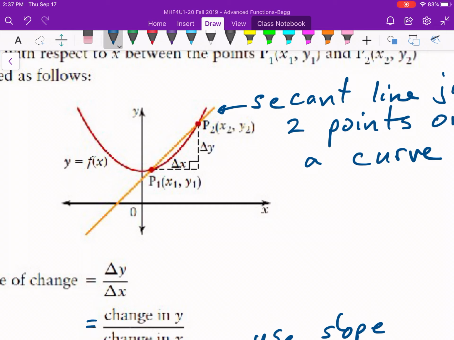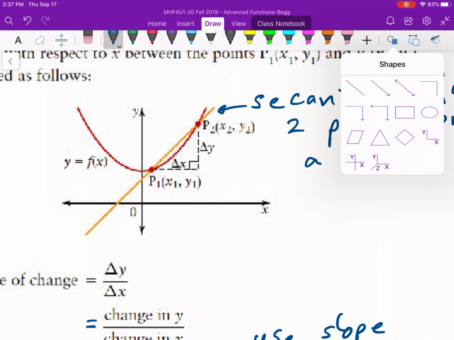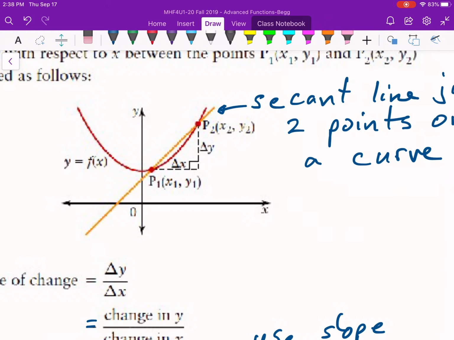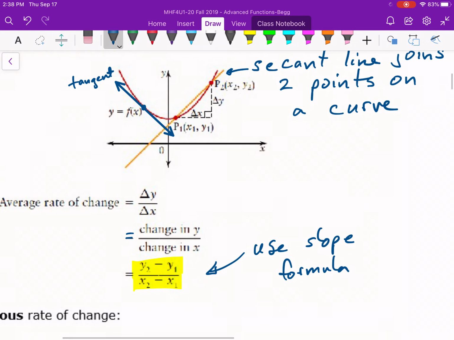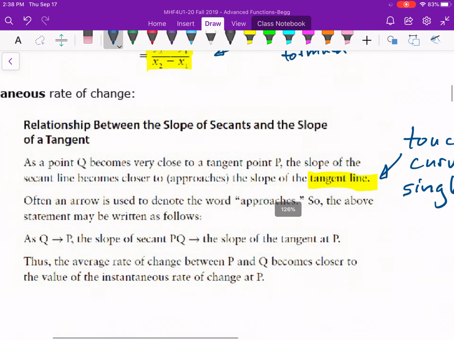A tangent line, if I could try and draw one, let's see if I can. A tangent line might be something like this, and it only touches the graph at one point, and now again there's overlap because of the pen thickness, but that's supposed to represent touching that red graph at one point. That would be a tangent line. Now, because it only touches at one point, we can't get the average rate of change for it using the slope formula. We don't have 2 points to put in there, so we have to do something different.